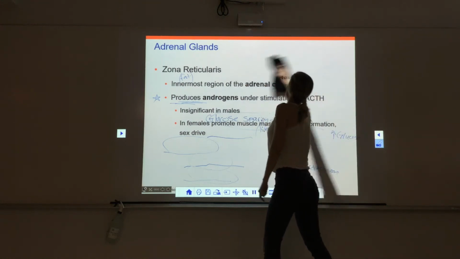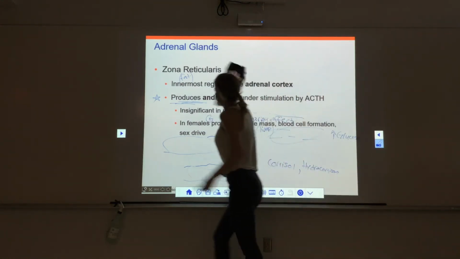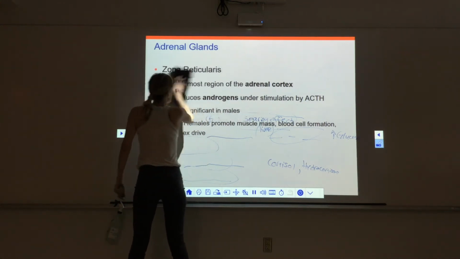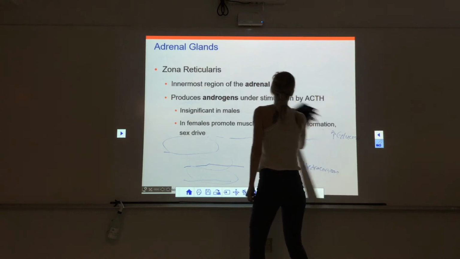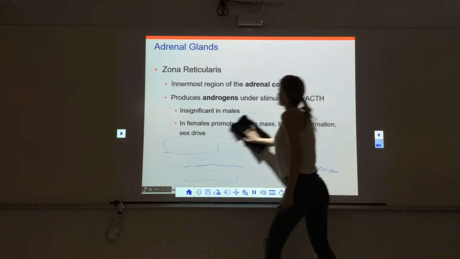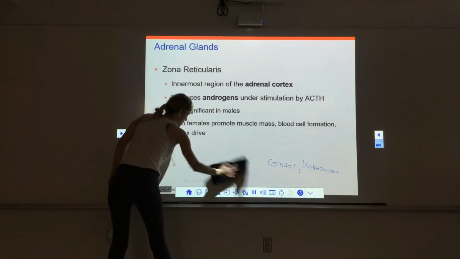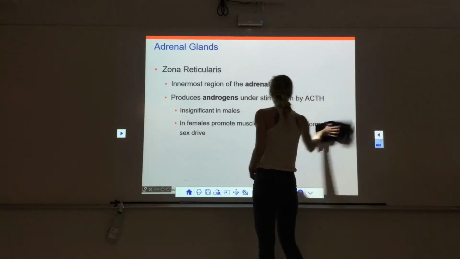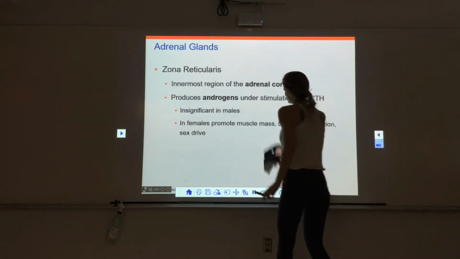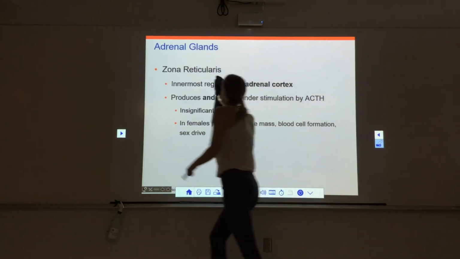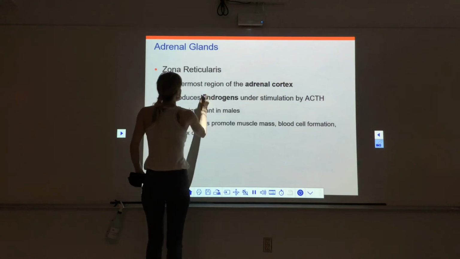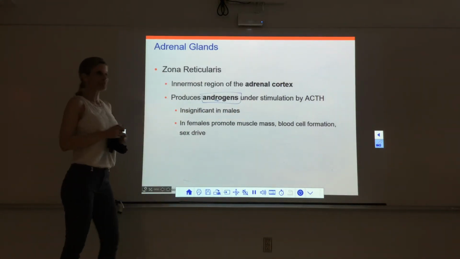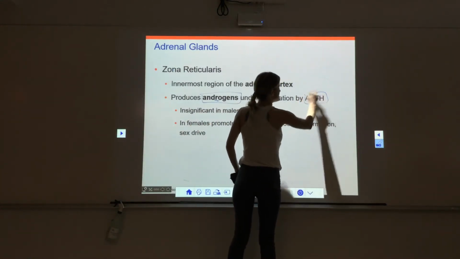We had the zona glomerulosa, the zona fasciculata, and now we have the zona reticularis. That's the innermost part of the adrenal cortex. Again, we're going to see steroids coming from the entire cortex. That's why we call them corticosteroids. But here we're producing a different kind of steroid. We're making androgens. Again, this is under stimulation by ACTH.